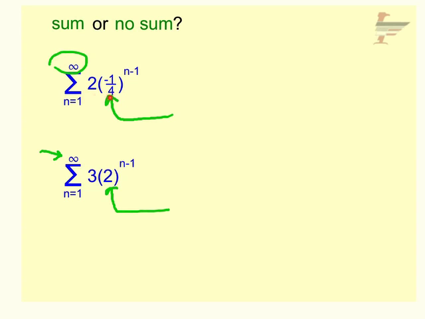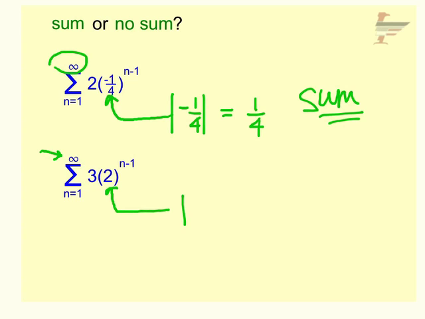You'll also see that you have what looks just like a geometric rule right here. You have A1, you have your ratio raised to the n minus 1 power. So this ratio is a negative 1/4. If we take the absolute value of it, it's just 1/4, which is less than 1. So this one does have a sum. We could find it. This ratio is 2, which is greater than 1, which means there will be no sum.